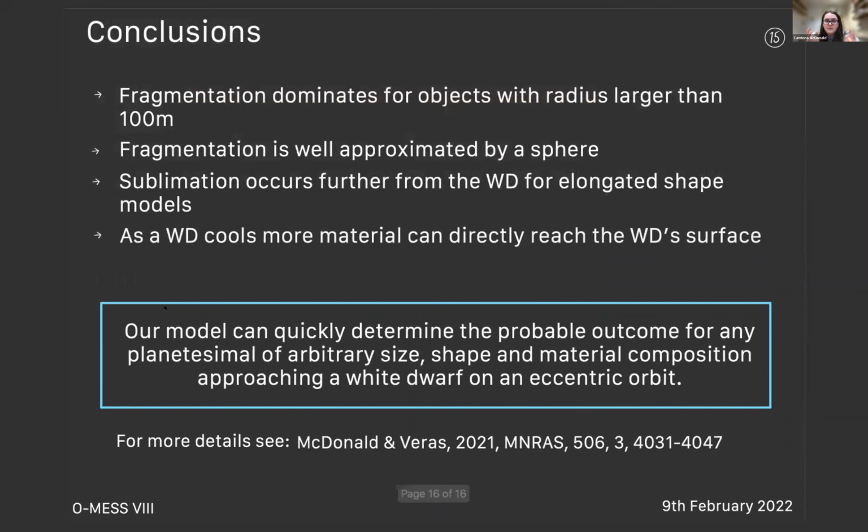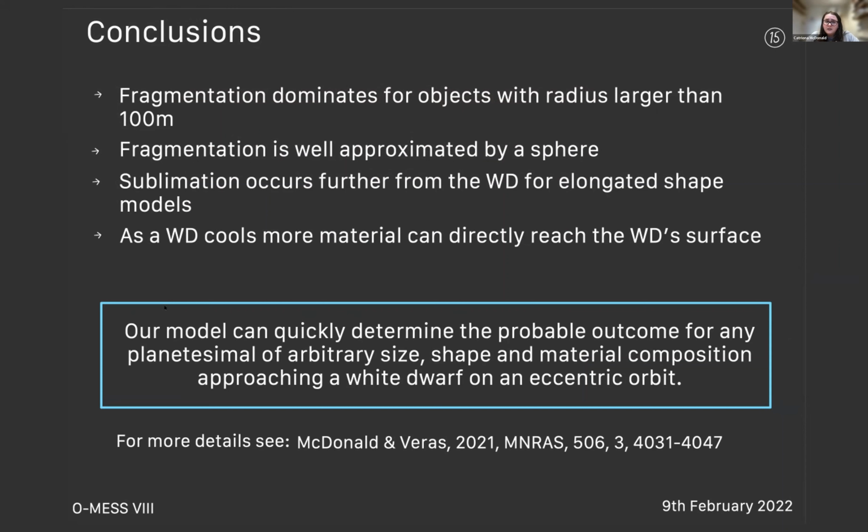So just a little summary here, to go back over some of the results. For fragmentation, the tidal disruption events dominate for all objects which are larger than 100 meters due to the fact that they are less materially strong. And fragmentation can be well approximated by a spherical model. It's not necessary to look at ellipsoidal shape models when using an analytical model.